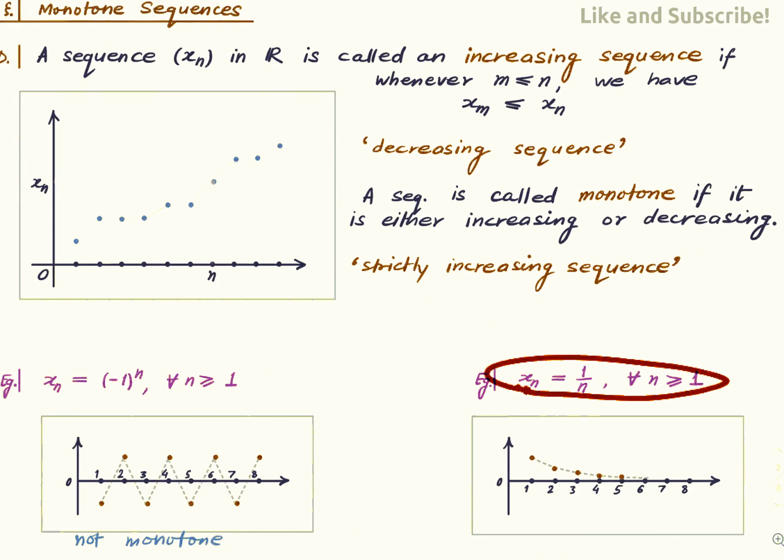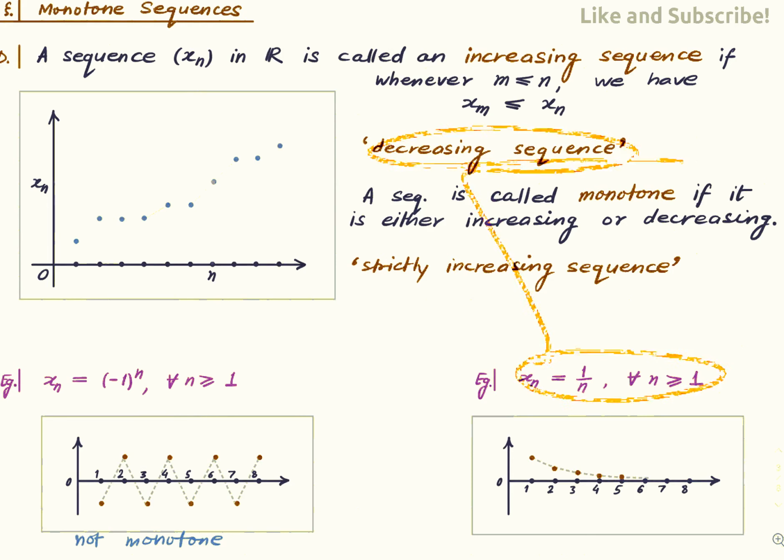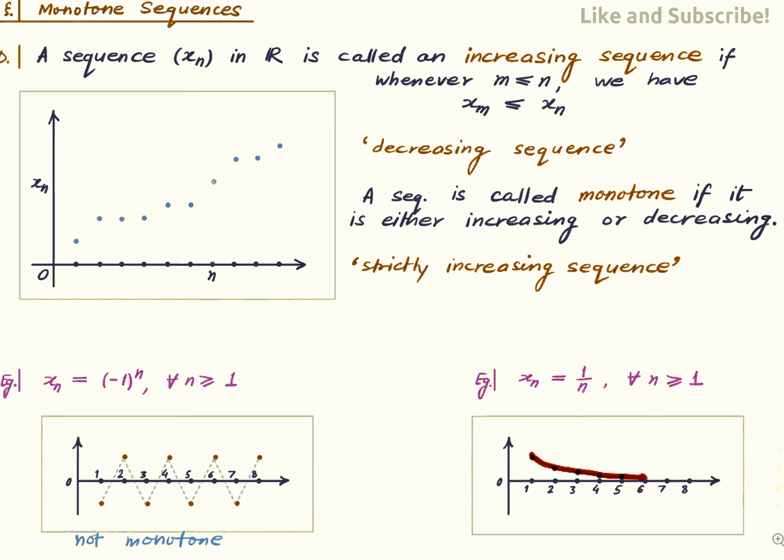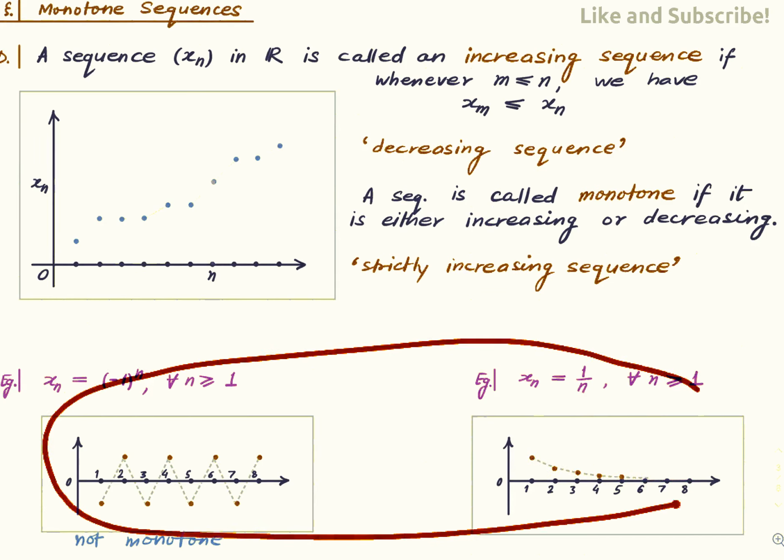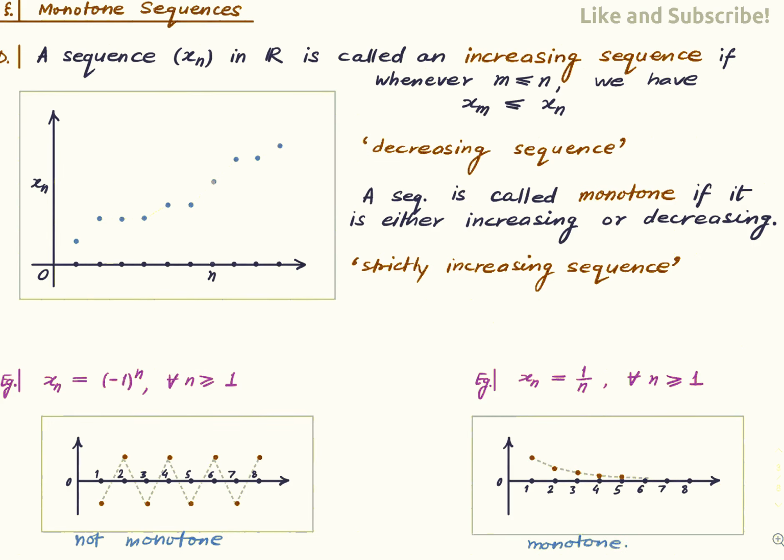However, if you take this example, xn is 1 by n, then the diagram looks like this. You can easily show this is a monotone sequence, a decreasing sequence in fact, just by looking at the definition. But graphically, it does look like a decreasing sequence. It constantly falls down. So you have two examples. One is not monotone, the other is monotone, in fact, a decreasing sequence.